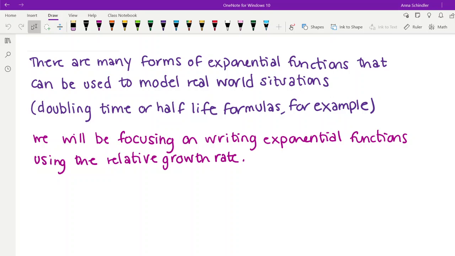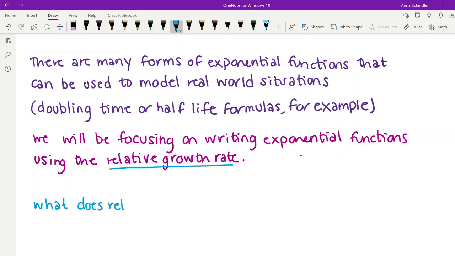In this video, we're going to be focusing on one specific formula, which has to do with using the relative growth rate of a quantity. I'll explain what that means in a moment. But I just want to give you a heads up that there are lots of different ways you can represent situations using exponential functions. As I said, we just don't have time to get into all the different forms, so I picked one to focus on. Okay, so what is a relative growth rate?